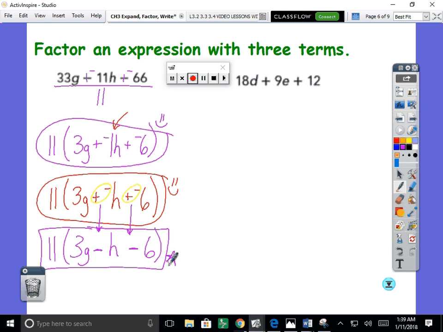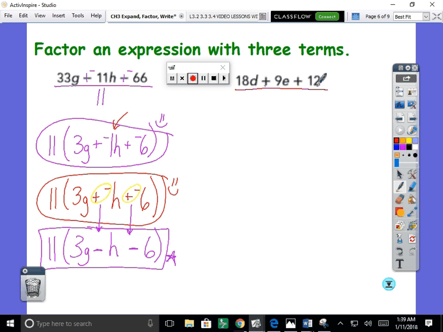All right, we have another one to peek at. I'm given 3 terms and I'm looking for the GCF, the greatest common factor. Well, what's something that divides into 18D, 9E, and 12? You can make your T-charts off to the side. 3 of them would be needed, but I noticed something.